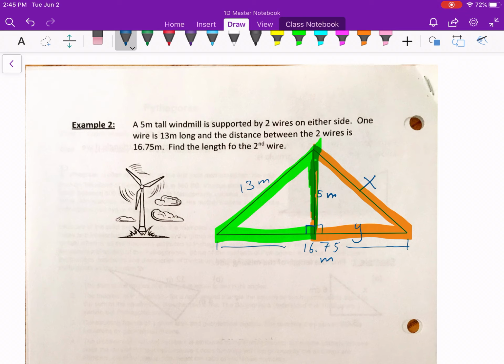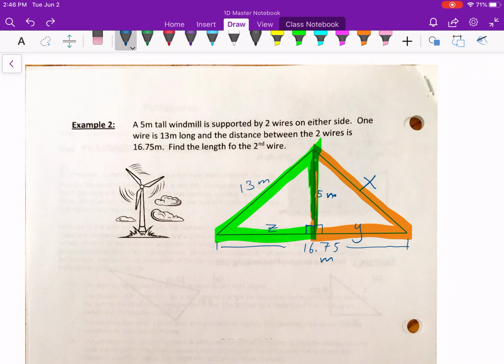Well, how am I going to find y? I know that the whole length is 16.75 meters, but if I knew what this one was, I could subtract that from 16.75 and I can get y, but I don't know that. So that's something else I guess I need to find before I can solve it for x or y. So let's call that one z. Z I can find because I already know the hypotenuse and I know this side here. So I can find z, I can use z to find y, and then I can use y to find x, and that's the way I'm going to do it.